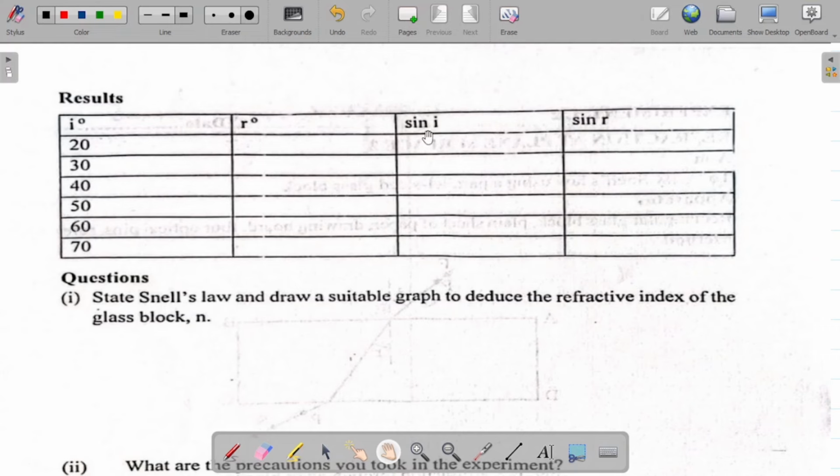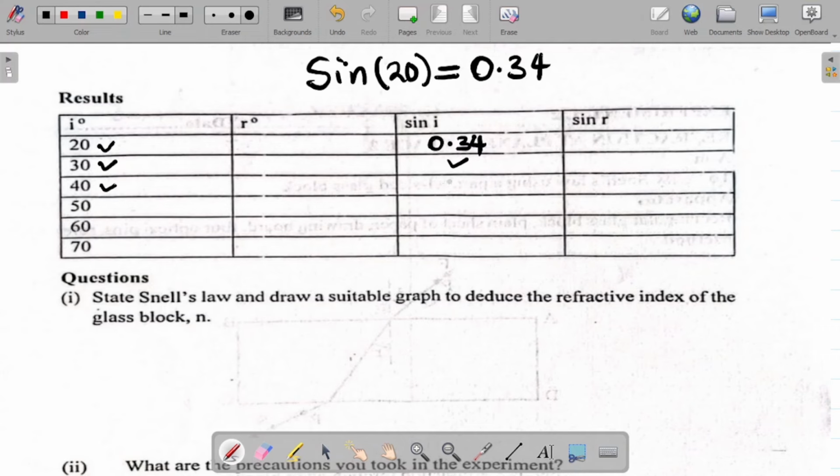Then when you're done, to get sine I, just simply punch sine of I. That means to fill up this column here, just take sine of I. For instance, for the first one here, I is 20, so it becomes sine of 20, such that if I punch sine 20, what I'll have is 0.34. So here would be 0.34. That will be the value. Just like that, punch sine 30, write your answer here. Punch sine 40, write your answer here. So that's how you fill up this sine I column.